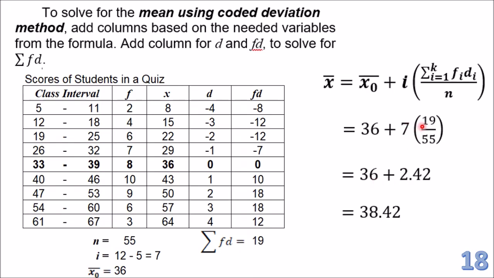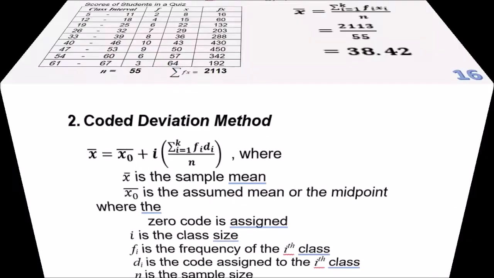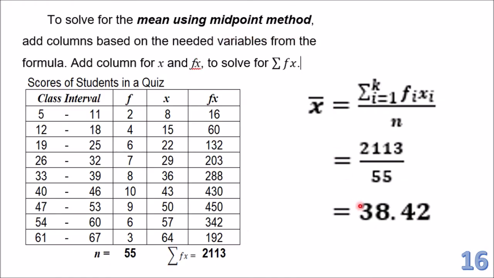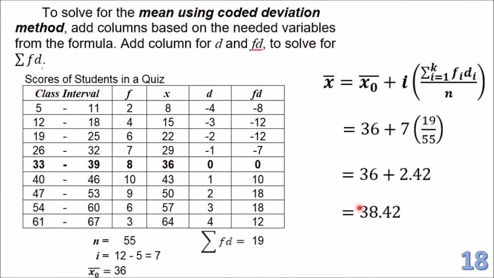We will start here muna. We can have 7 times 19 divided by 55. The answer is 2.42. That's the time we can add to 36. So 36 plus 2.42. Final answer is 38.42. This is our mean using the coded deviation. So kung napansin nyo, pareho lang dito sa mean using the midpoint method, 38.42. So, same lang sila ng result. Kaya kahit saan dito gamitin nyo, pareho lang naman yung result.